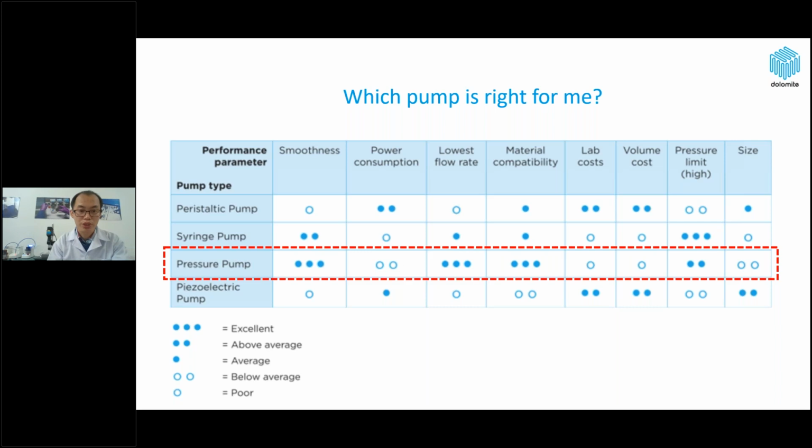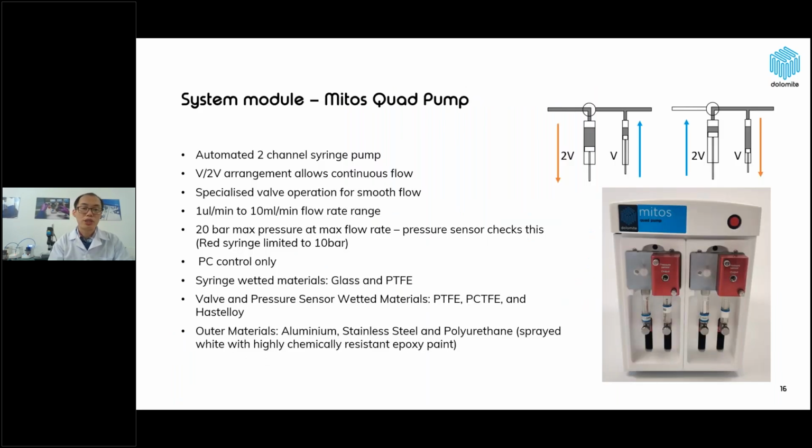The syringe pump also shows good smoothness, with the pressure limit being the most advantageous feature of the syringe pump, but it also has weak points in power consumption and cost. So this slide shows one of our pumps. It's a syringe pump, we call it the Mitos Duo XS pump. It's the ultimate two channel syringe pump with V and two Vs.